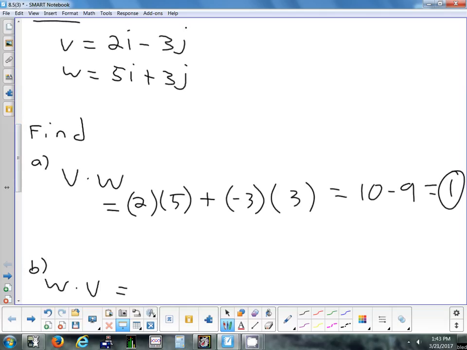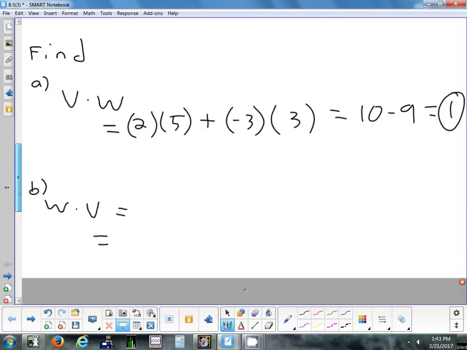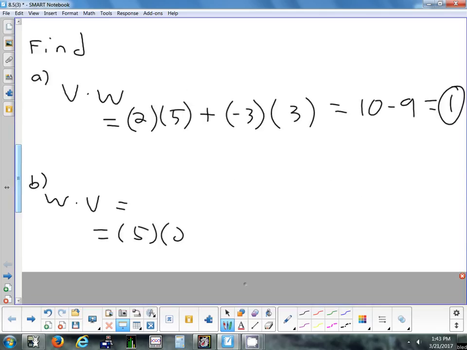So now the w's, think of that as your a1 and b1. That comes first. So 5 times 2. And what would come next? 3 times negative 3. Following the formula I just had, that's exactly what w dot v would look like. And what do you get? You get the same thing. So what does that mean about the dot product? It's always the same. When you switch the order, it's the same, but what's the word for that?